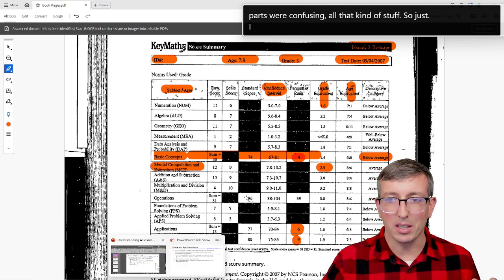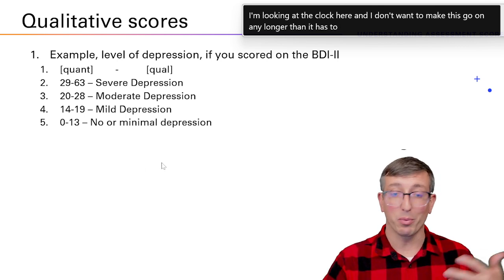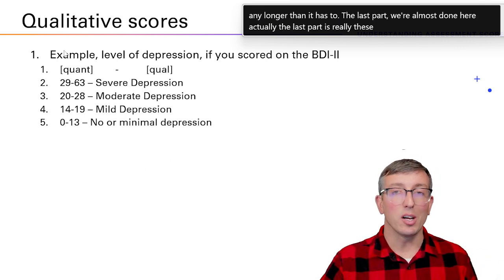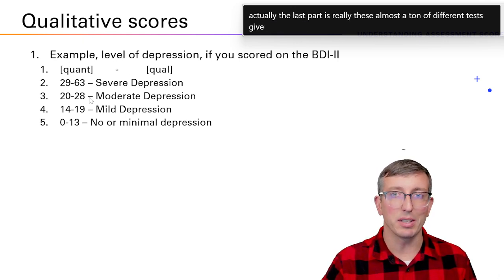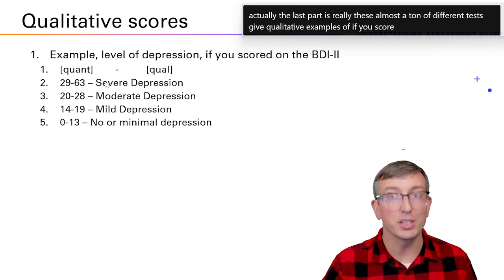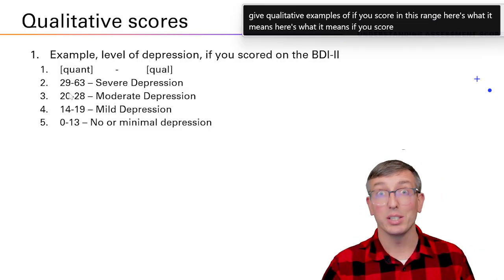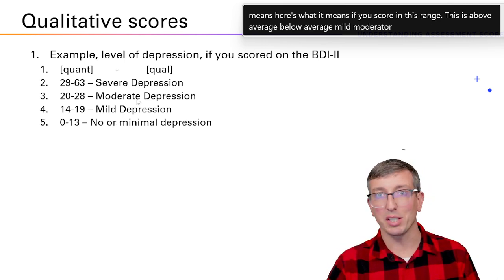So I'm looking at the clock here, and I don't want to make this go on any longer than it has to. Oh, the last part, we're almost done here actually. The last part is really these almost a ton of different tests give qualitative examples of if you score in this range, here's what it means. If you score in this range, this is above average, below average, mild, moderate, or severe depression or whatever.